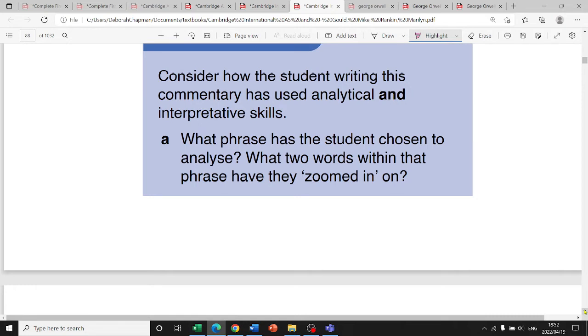Consider how the student is writing this commentary and has used analytical and interpretive skills. So I've explained that to you. Okay, what phrase has the student chosen to analyze?